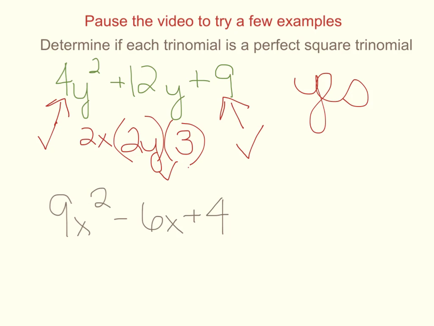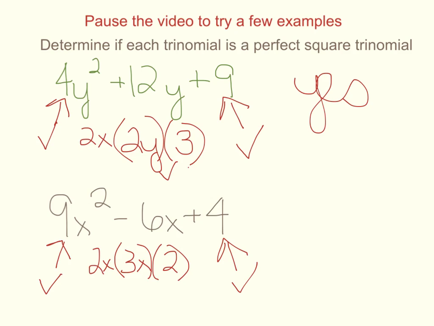Then we have 9x squared minus 6x plus 4. 9 is a perfect square. 4 is a perfect square. The square roots of each of these are 3x and 2, and multiplied together and doubled, that would give us 12. So this one would not be factorable.